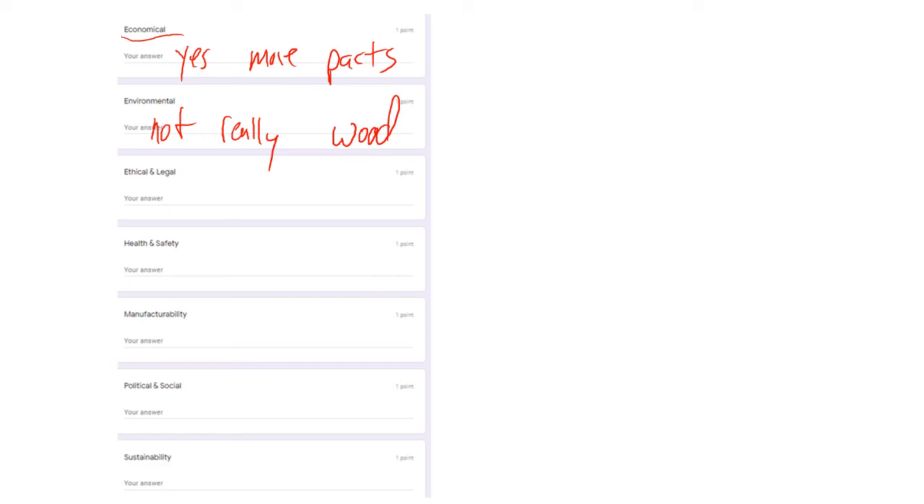Is it ethical and legal? Well, some people would argue that it's not ethical to force people to listen to it, but, and then you're going to go through and finish it. Manufacturability, political and social, sustainability, all that fun stuff. Yeah, sustainability, not good for a hurdy-gurdy, but that's okay. I know you're wondering what one is, but that's what you're coming up with.